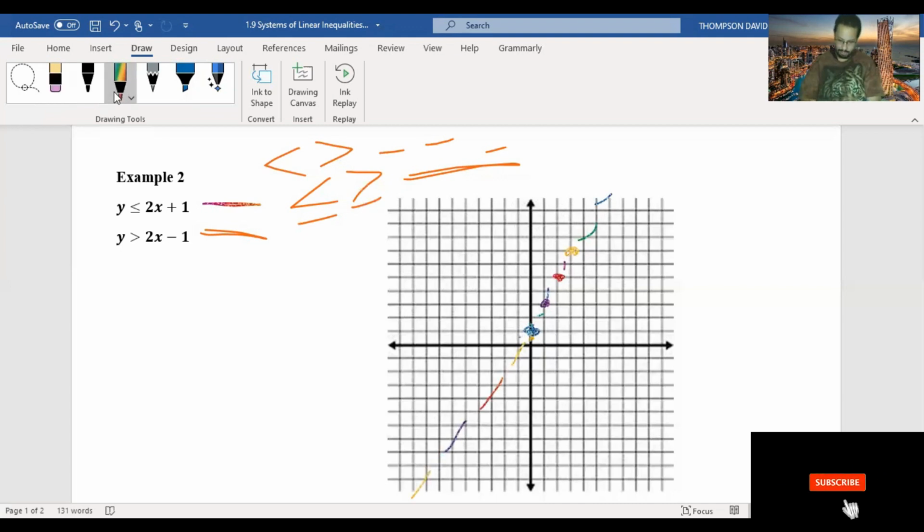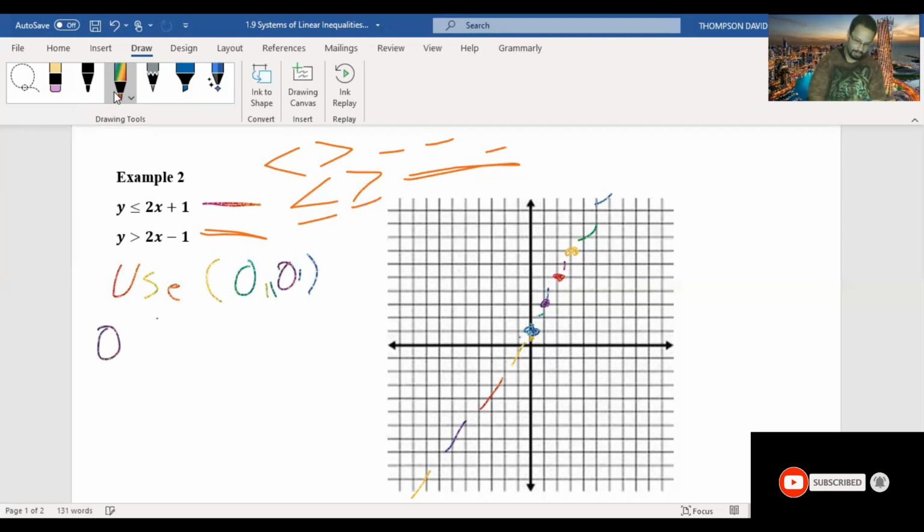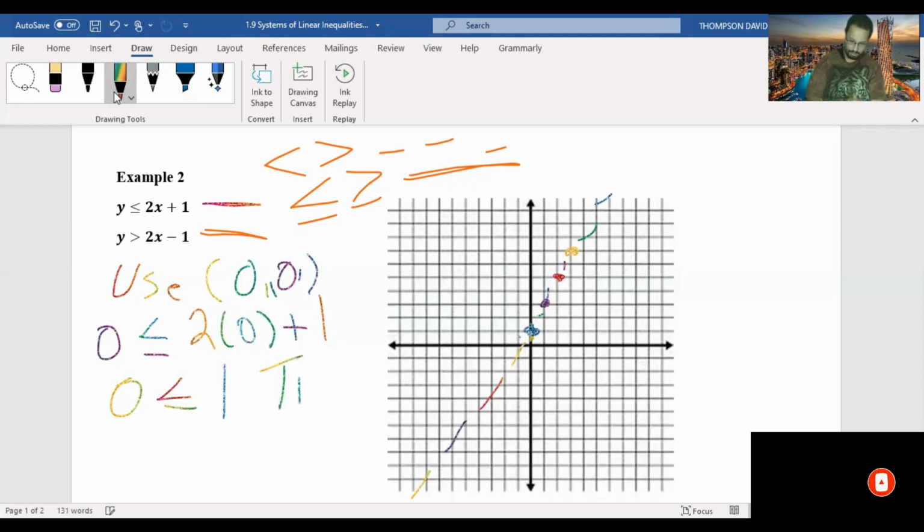So now we're going to use 0, 0. Because we can see that 0, 0 right here is not on the line. So we're going to use 0, 0 again. So that's just saying 0 is less than or equal to 2 parentheses 0 plus 1. Or 0 is less than or equal to 1. That's true because 0 is less than 1. So we're going to draw arrows going towards 0, 0.